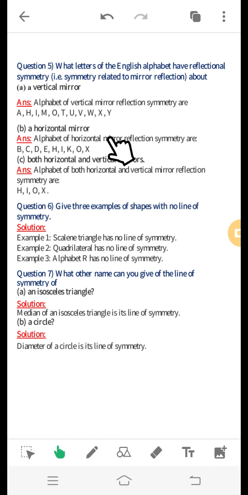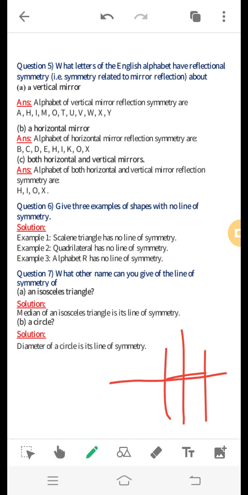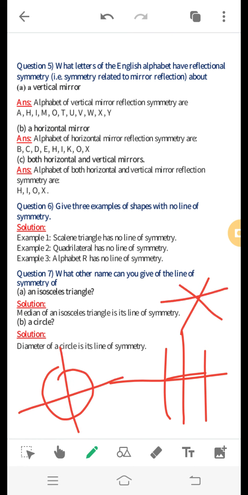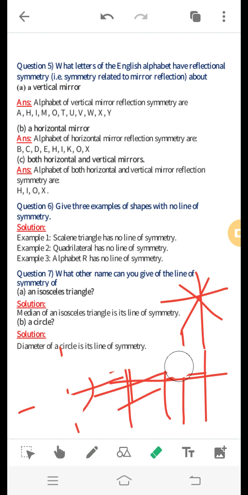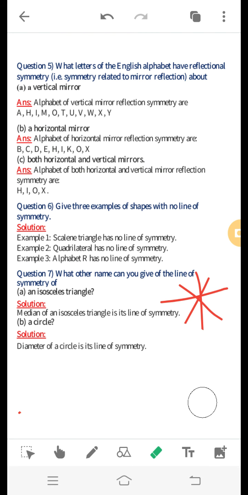Similarly for the horizontal mirror, the letters are B, C, D, E, H, I, K, O, X. Third one, both horizontal and vertical mirrors. Just like the H, we can divide it horizontally also, vertically also. Similarly for O, we can divide it horizontally, also vertically. Similarly for X, similarly for I. So these alphabets we can divide both horizontally and vertically.